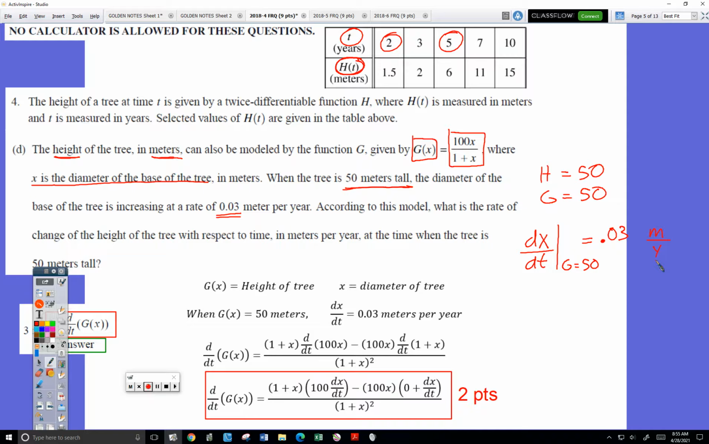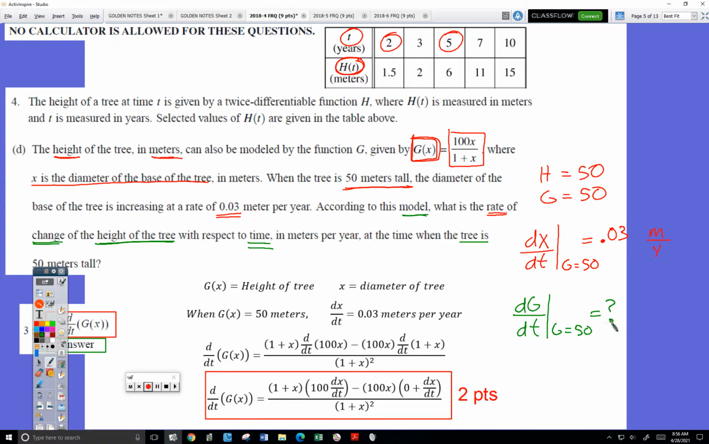According to this model here, what is the rate of change in the height of the tree? Let's write that down. According to the model, the model is g. So the rate of change of the height is dg with respect to time, dg/dt, in meters per year at the time when the tree is 50 meters. So I'm trying to find this when g is 50. That's what I'm trying to find.